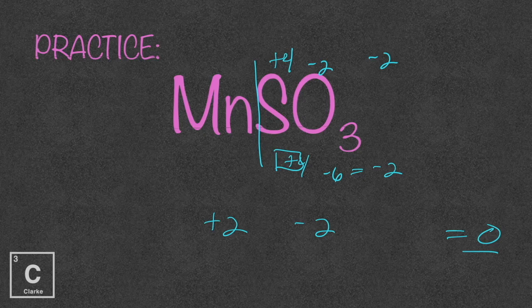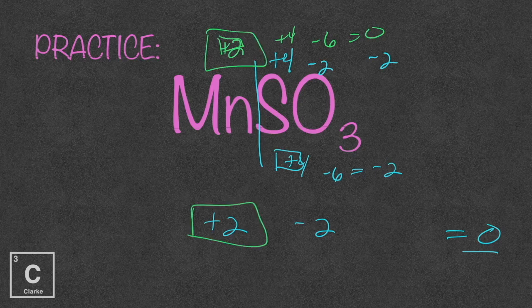Or we could think about that a slightly different way. We could say, okay, I've got 3 -2s, that's a -6. I got a +4. What must manganese be to equal 0? And again, that would be +2. 2 different ways you could think about that.